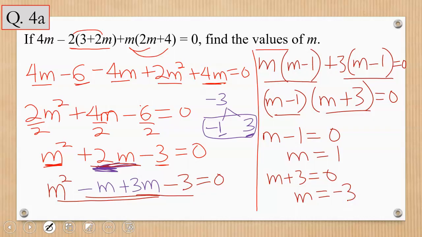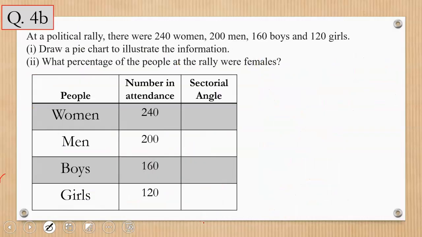And so the values of m are such that m is equal to either positive 1 or negative 3. Then the second part of the question: at a political rally, there are 240 women, 200 men, 160 boys, 120 girls who attended the political rally.